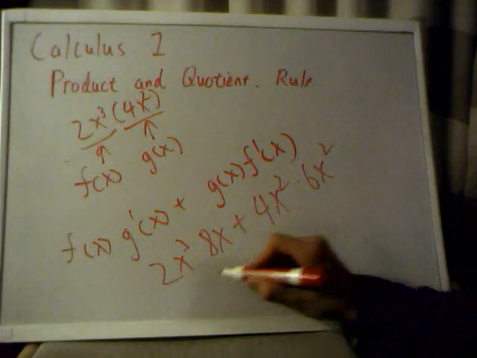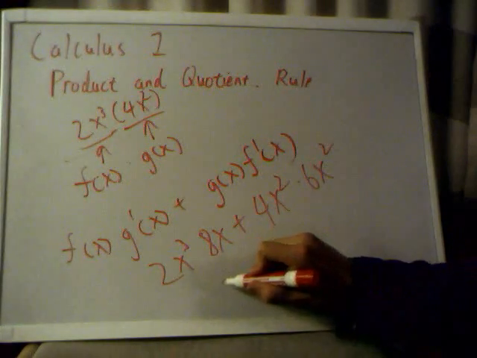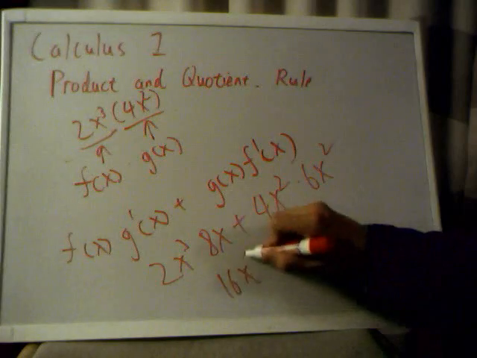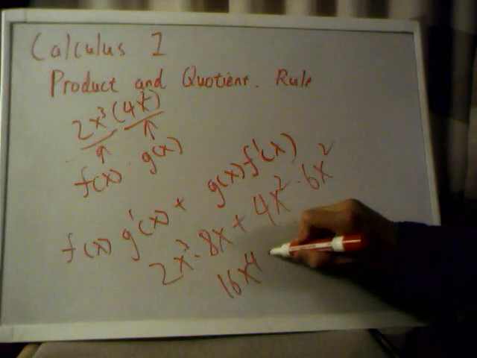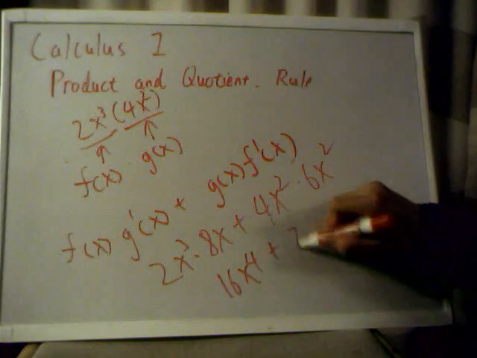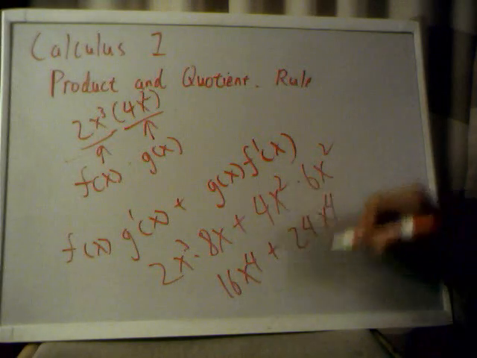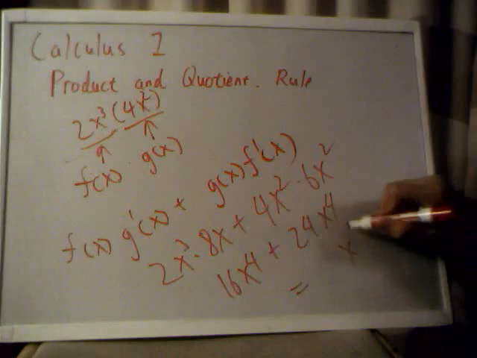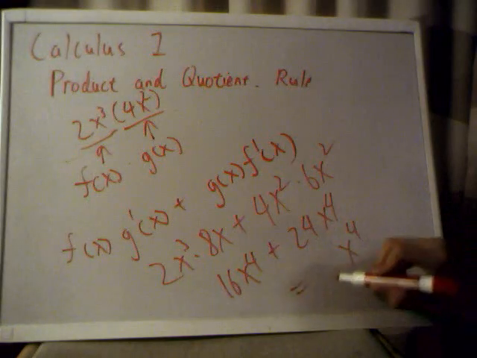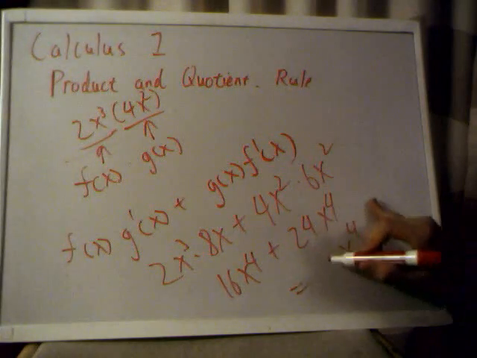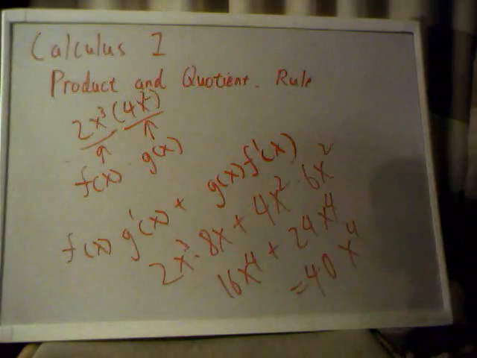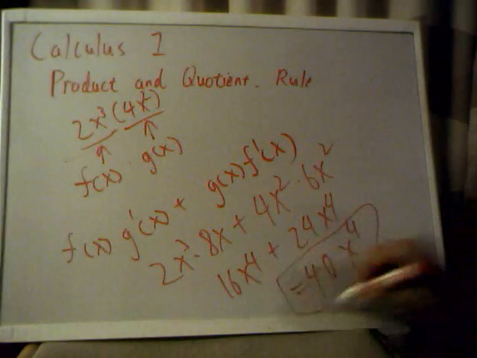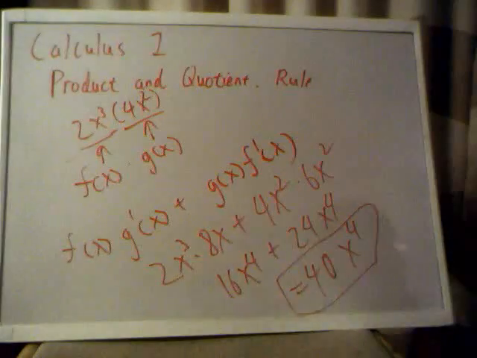To simplify this out, you would get 16x to the fourth plus 24x to the fourth. I cannot do addition tonight for some reason. That gives you 40. So that's 40x to the 4th power, according to the product rule.